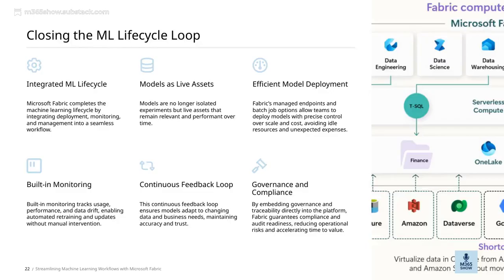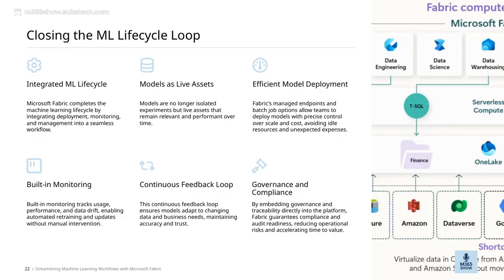Now, let's look at how Fabryx helps us close the machine learning lifecycle loop. One of the key strengths is how it embeds governance and traceability directly into the platform. This means we can ensure compliance and be audit-ready at all times, which significantly reduces operational risks and helps us realize value faster. Next, there's the continuous feedback loop. This is crucial because models need to adapt as data and business needs evolve. With this, models stay accurate and trustworthy over time, maintaining their relevance.